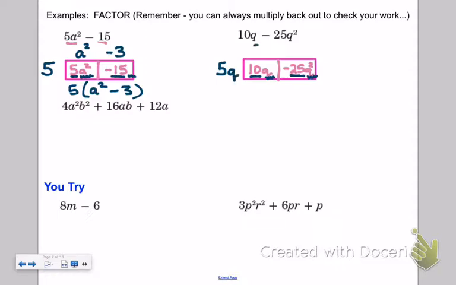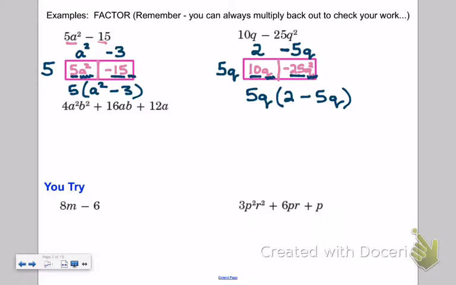5 times what is 10? 2. And I have a q here and a q here, so I don't need to multiply it by anything. I have a subtraction sign. 5 times what is 25? 5. Q times what is q squared? Q. So when I factor, I have 5q, whatever's on the left, times in parentheses what's on the top, 2 minus 5q.